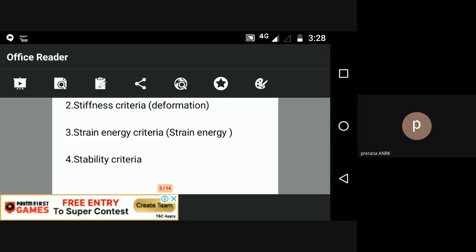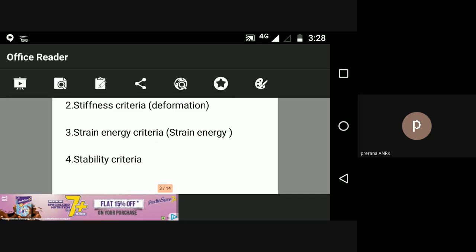And the fourth one is the stability criterion. Stability means, if you apply some load, the member deflects or deforms. Now if you remove the load and it returns to the original position, then that member is stable. If it does not regain the original position, then it is in an unstable condition. So the member should always be stable. That means when you remove the load, it comes back to the original position, and then it is called stable. If it does not, it is called unstable. Always the member should be in a stable condition.